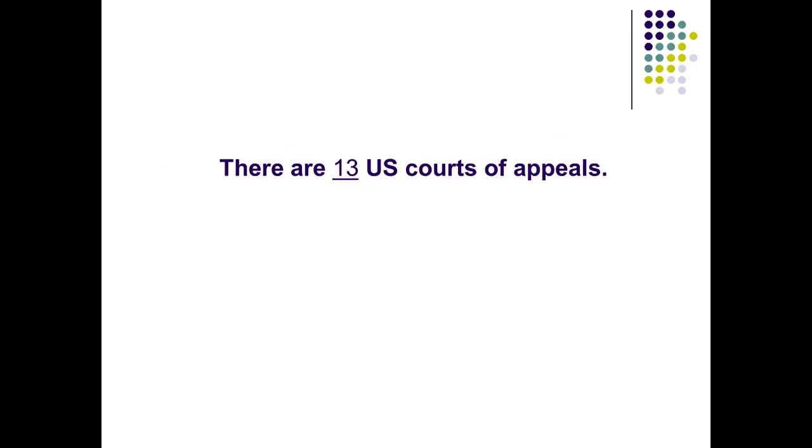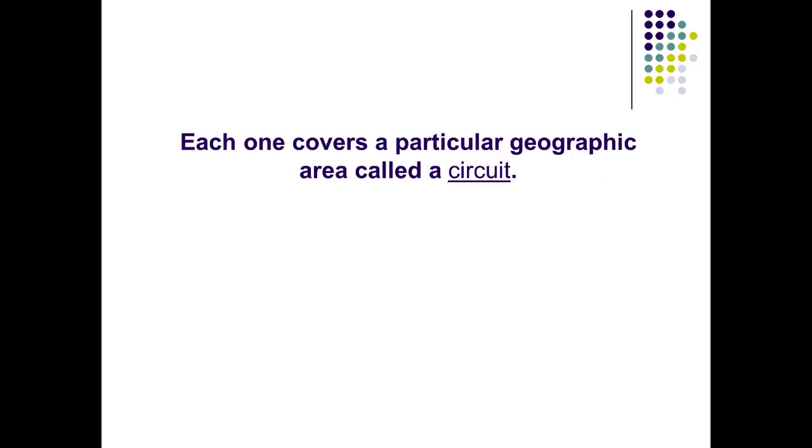There are 13 U.S. courts of appeals, and it has nothing to do with 13 colonies. It's just that's the number that's come up, and obviously we can add more or take away based on the Congress's view of how many courts there should be. Congress could add another court tomorrow. They could take away another court tomorrow, as long as the law was passed and signed by the president.